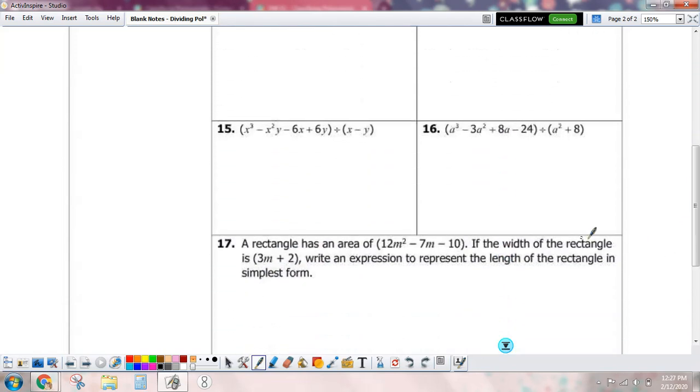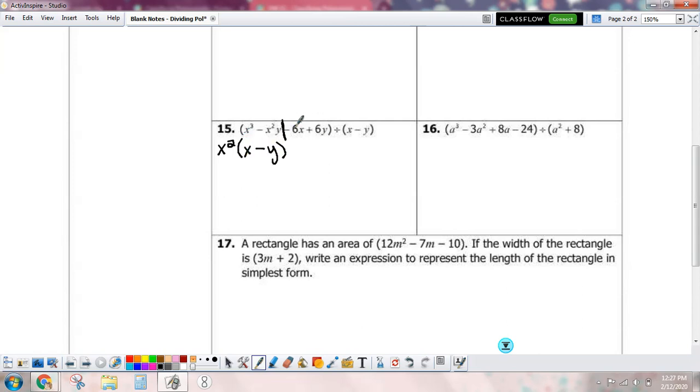Number 15. This one has 4 terms. And if you remember when we talked about how to simplify polynomials, you need to split it in half. If you need to, you want to rearrange it, but we can just simplify this as is. So I've got x to the third and then -x squared y. So I'm going to pull out an x squared from the first part and then simplify the rest.